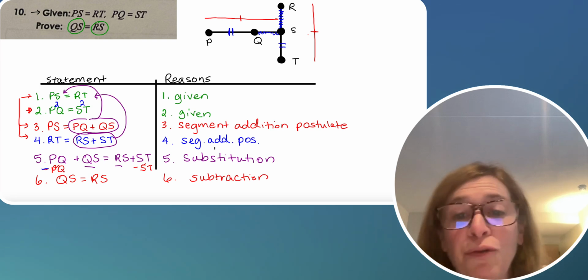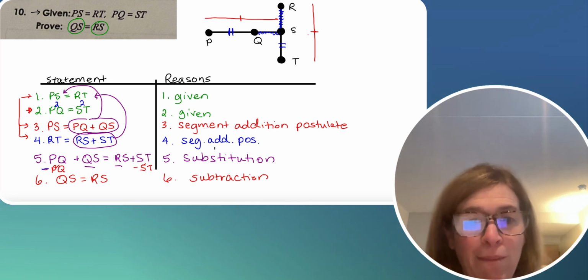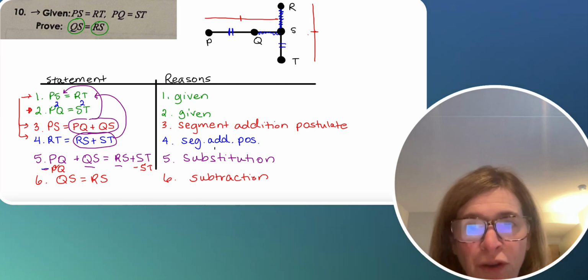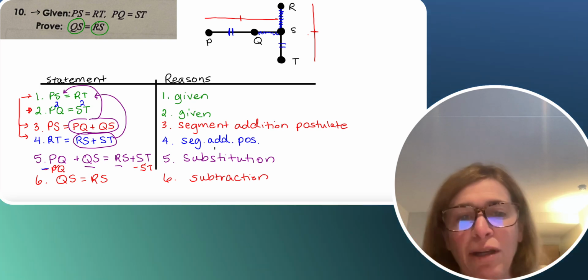And so that's why it's subtraction. Very common proof, this proof. So remember, get your given, somehow get what you're trying to prove into the proof, often by using the segment addition postulate, by breaking the sum of the parts into the whole or the whole into the sum of its parts. And then usually you're going to be subtracting.